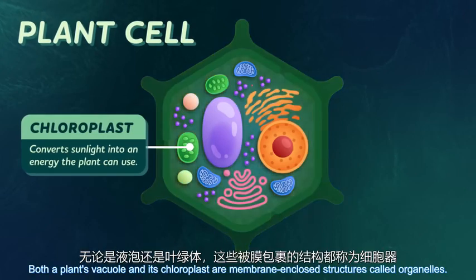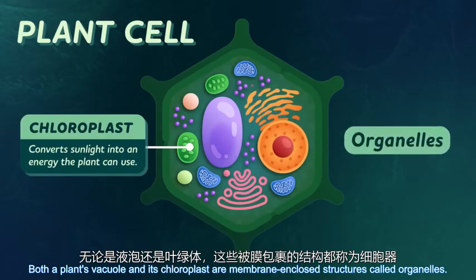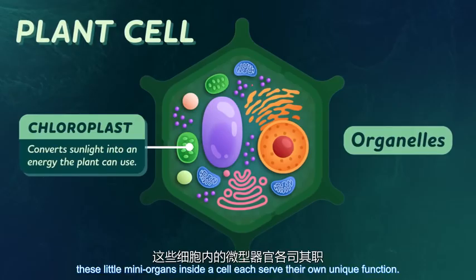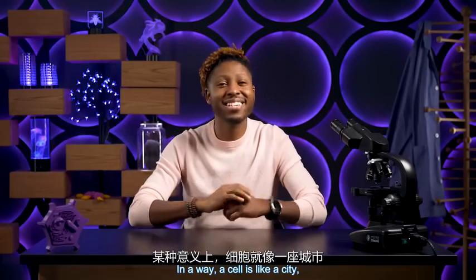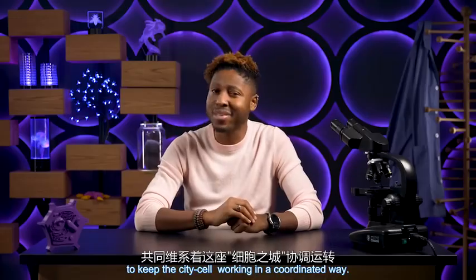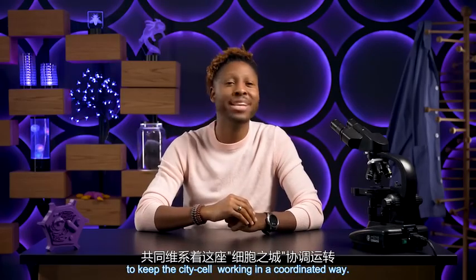Both a plant's vacuole and its chloroplast are membrane-enclosed structures called organelles. In the same way that our heart pumps blood and our lungs exchange gases, these little mini organs inside a cell each serve their own unique function. In a way, a cell is like a city, with each organelle performing its own civic duty to keep the city cell working in a coordinated way.